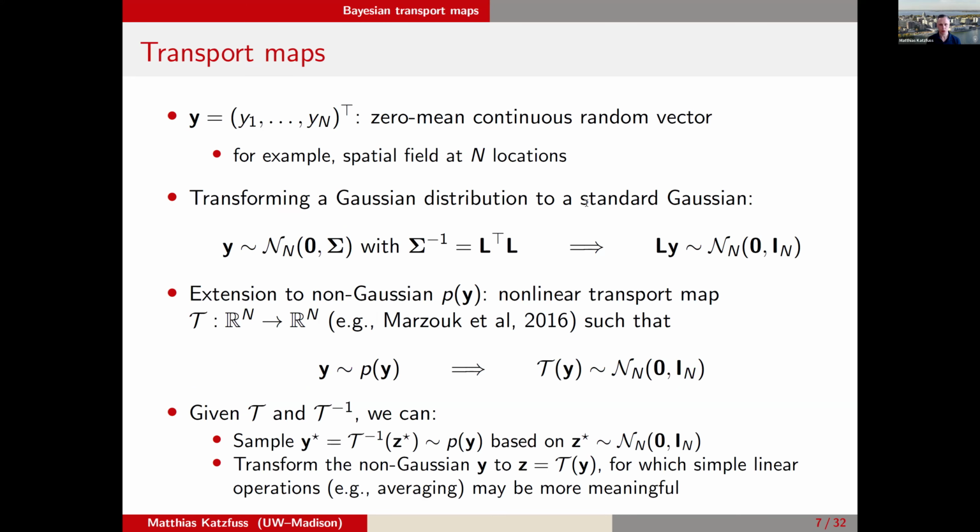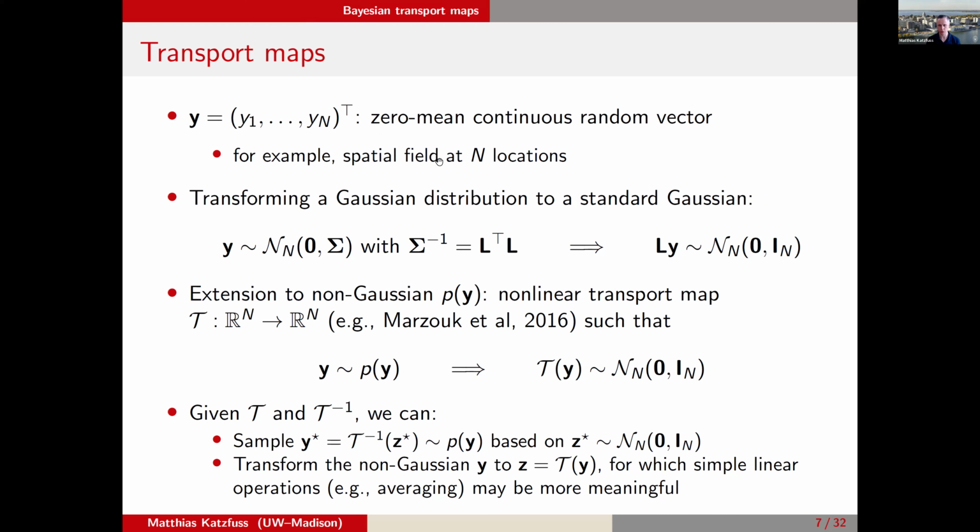So we'll start with just sort of introducing what transport maps are, and then our Bayesian version of transport maps more generally, and then I'll talk about specifically how we do this in the context of spatial distributions, where we can exploit sort of spatial structure to really scale this to high dimensions. So in this subsection, we're just going to assume that y, the vector y consisting of y1 up to yN, is just a zero mean continuous random vector.